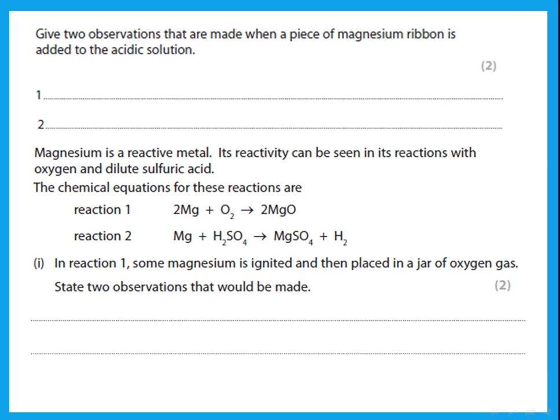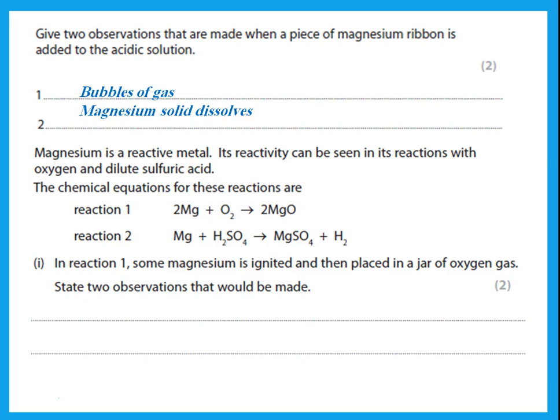So, a typical question. Give 2 observations that are made when a piece of magnesium ribbon is added to acidic solution. So, you put magnesium in acid. What 2 observations would you see? Again, we said if I put magnesium in acid like HCl, for example, it gives hydrogen gas, right? So what I see would be bubbles of gas. Now, what's the other observation? The other observation is that the magnesium as a solid that I put into the acid, eventually it will start to dissolve, or it will disappear, or it will become smaller. Okay, so we say the magnesium solid dissolves, or disappears, or becomes smaller.